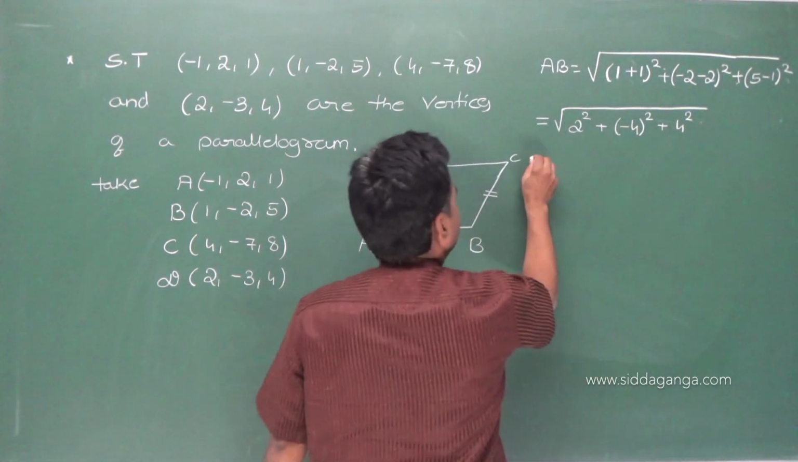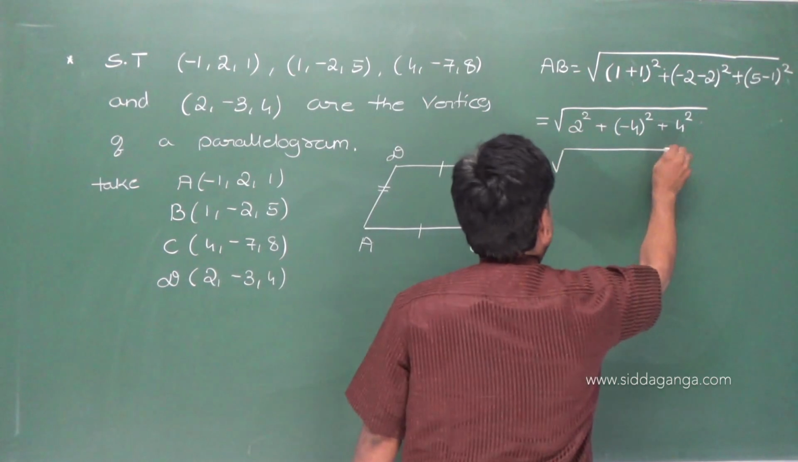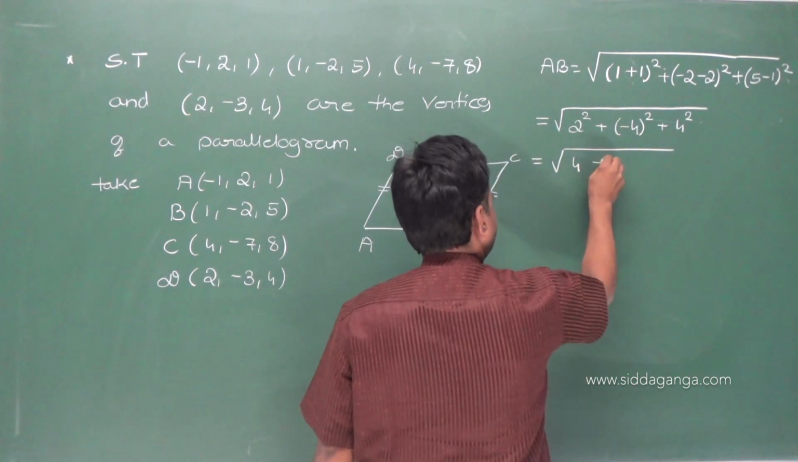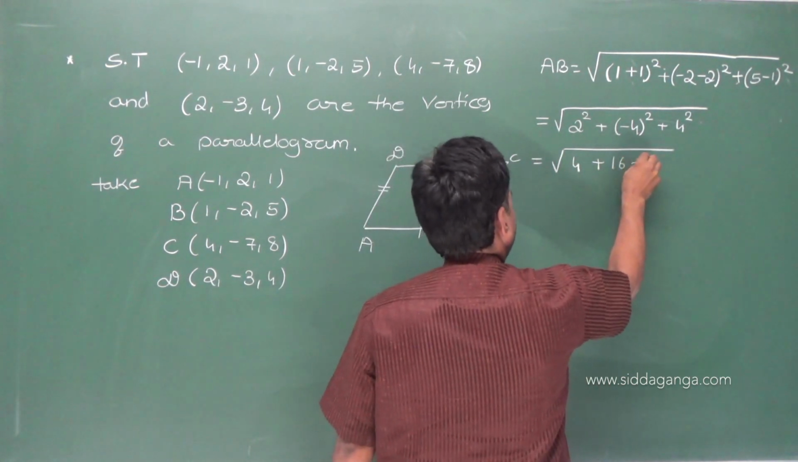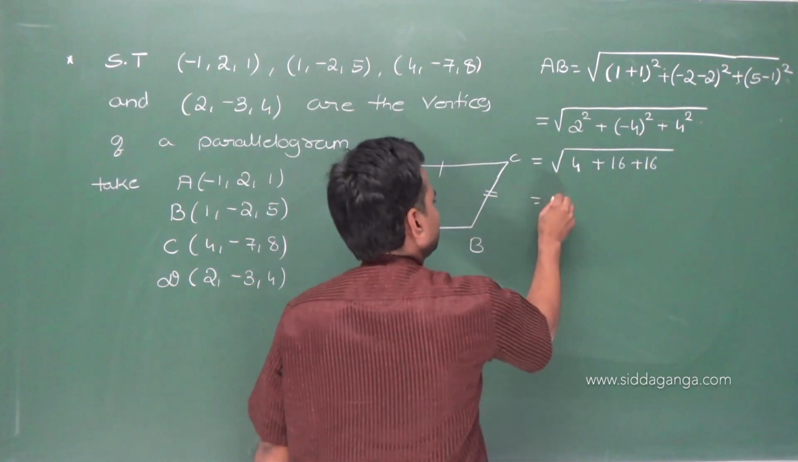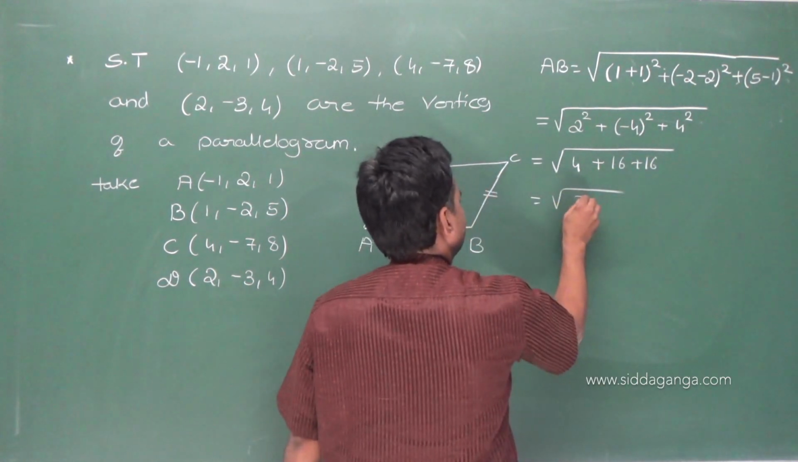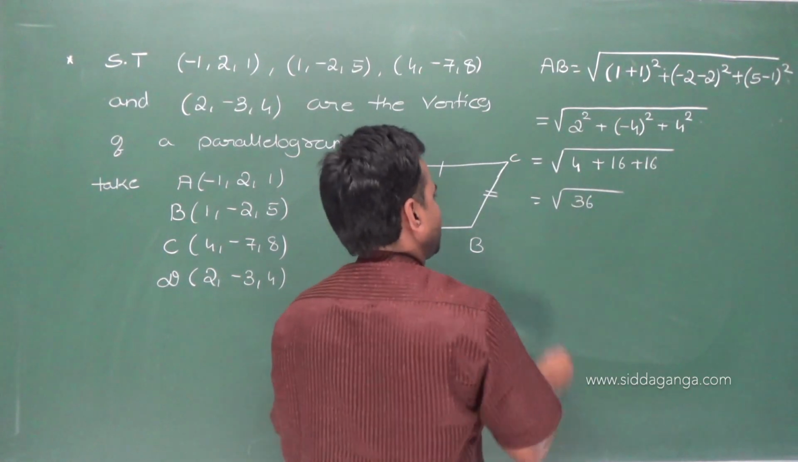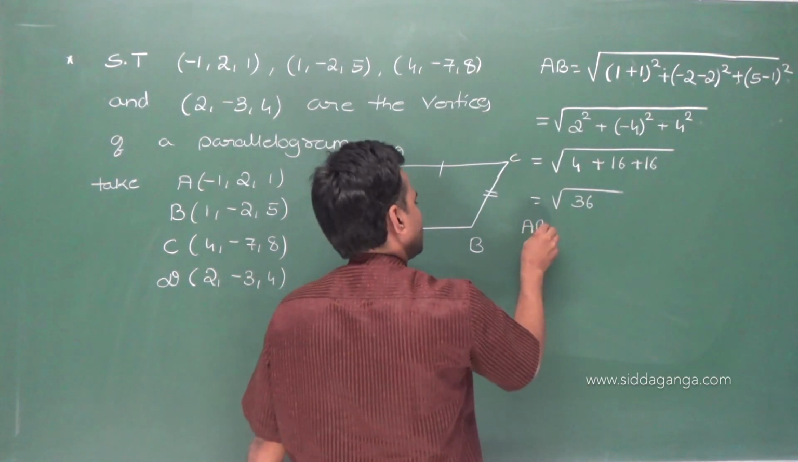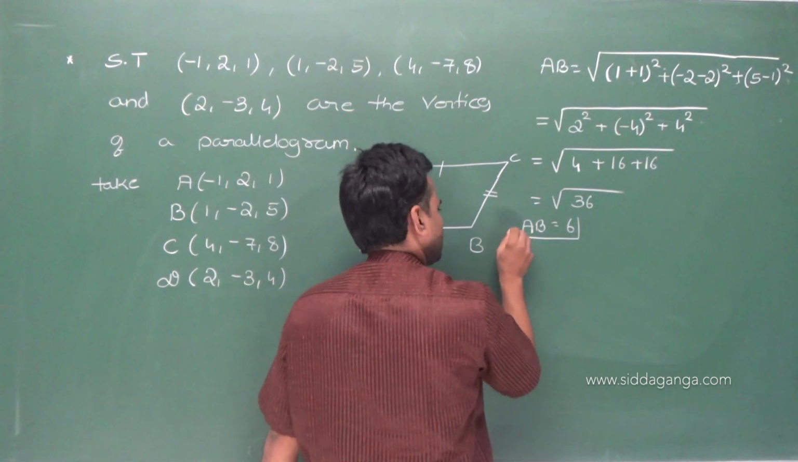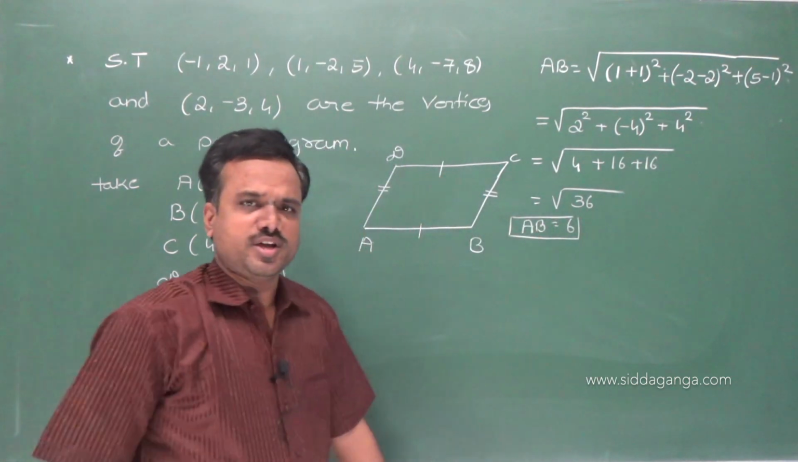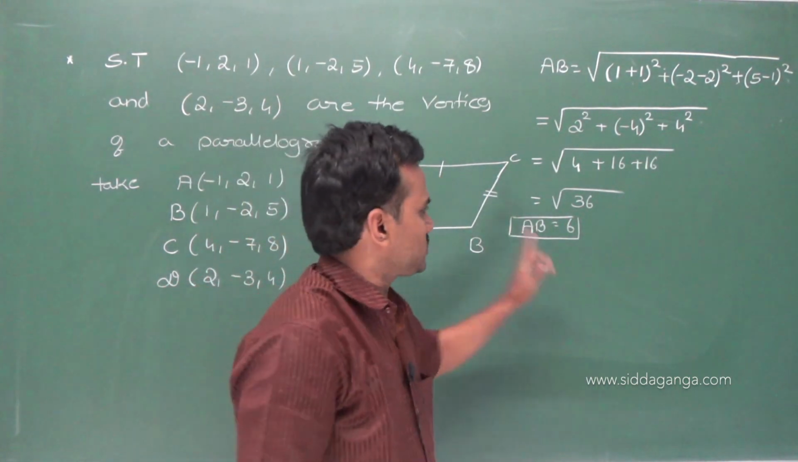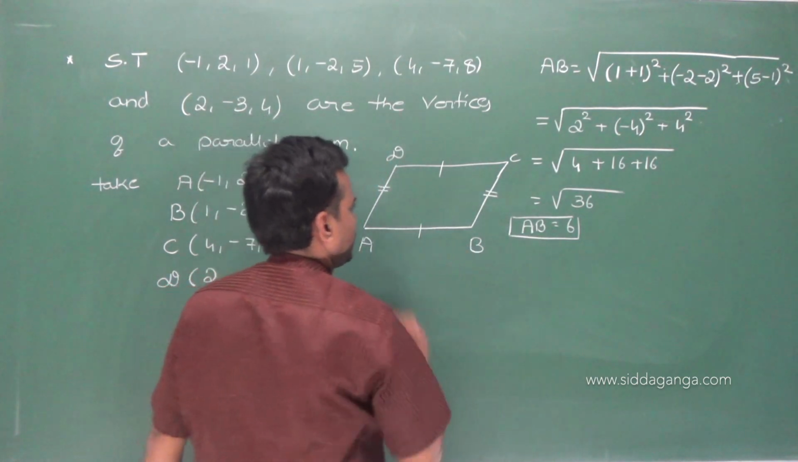That is equal to the square root of 2 square, which is 4, plus 4 square, which is 16, plus 16. Add these three values, 36. The square root of 36 is 6. So AB is equal to 6. The distance from A to B is over.